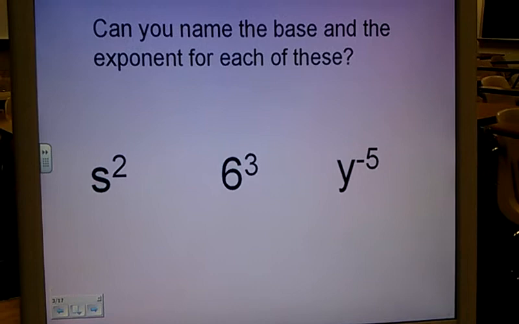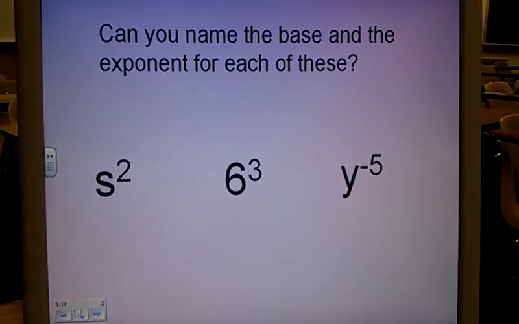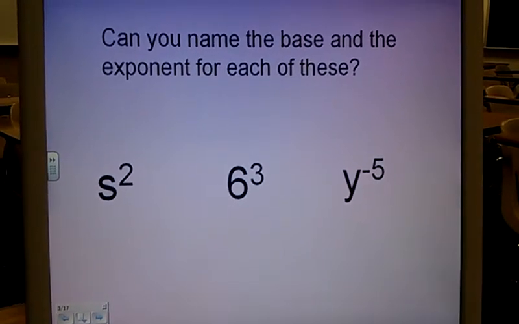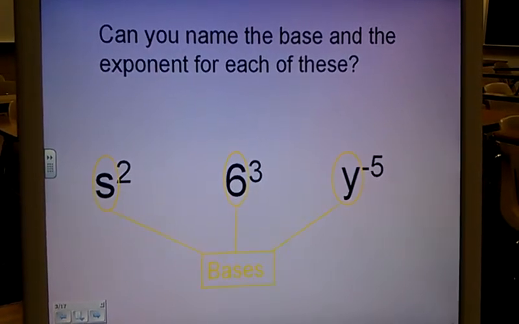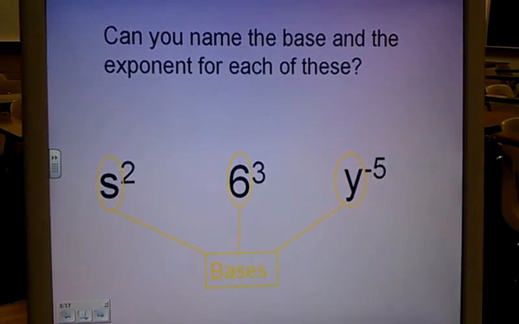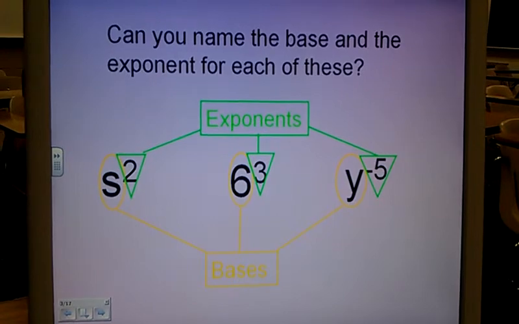Can you name the base and the exponent for each of these? So first, what are the bases? What are the powers or the exponents? Those are the bases, s, 6, and y. The powers are 2, 3, and -5.